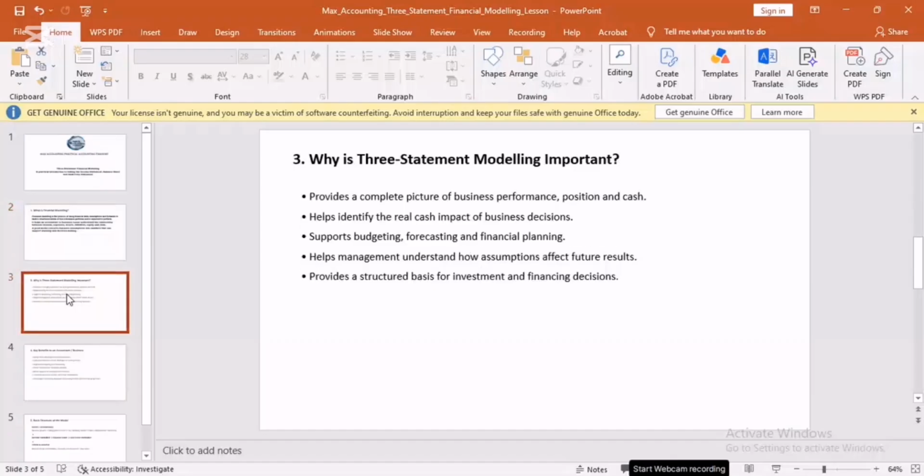So here are some benefits and importance of why financial modeling matters. It provides a complete picture of business performance, position, and the cash flow situation. It helps you identify the real cash impact of a business, which is the blood of a business. It supports budgeting, forecasting, and financial planning. It also helps management understand how assumptions affect future results. So that's that about this.